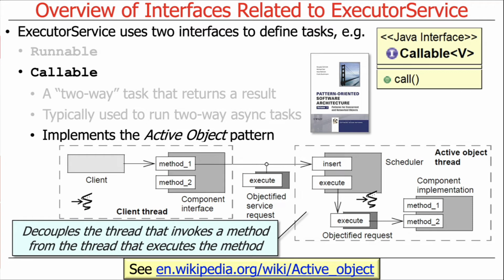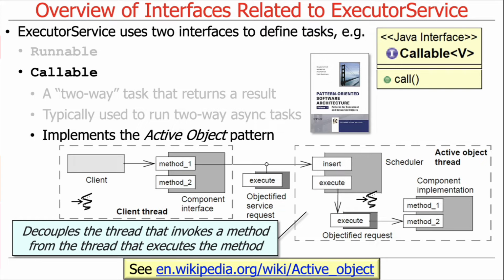The executor service implements a variant of the active object pattern. And the active object pattern is a pattern that appears in the Pattern-Oriented Software Architecture book. I was the lead author for that book. You can also read about it on Wikipedia. And basically, the active object pattern decouples the thread that invokes a method from the thread that executes the method. And there's a bit more things it does too, but that's one piece of it.